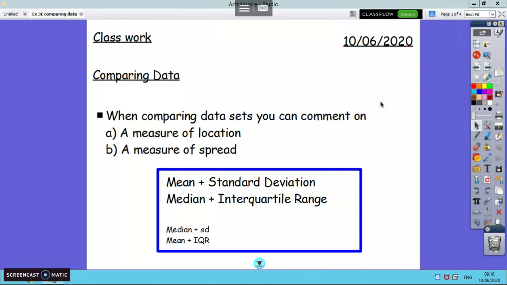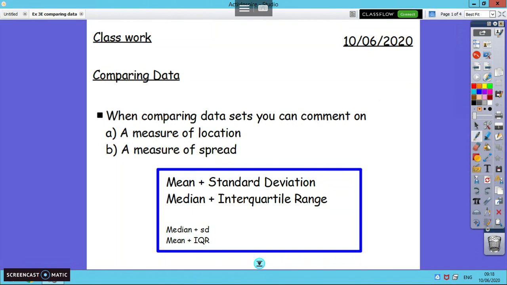So today we're going to be talking about comparing data. We've done a little bit about it, but we're going to go a little bit more in depth about which data you should use to compare. Here's the main thing that's really important: when comparing data sets, you comment on a measure of location and a measure of spread. They're the two things, and we know that already. But here are the two things that you can use together.